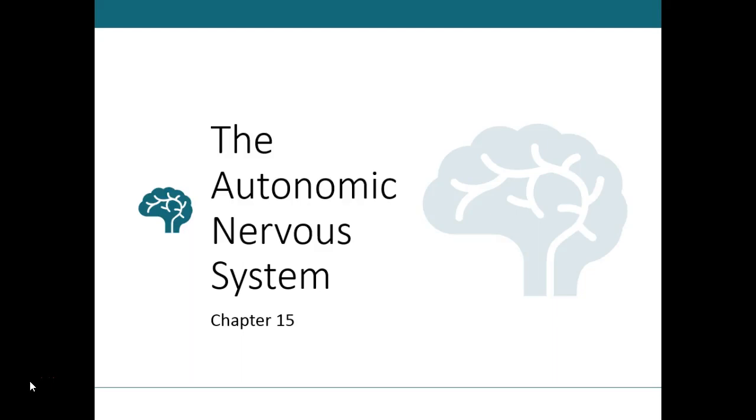In this chapter, we're going to examine the autonomic nervous system. Remember, this is a branch of our nervous system that operates without conscious control. In this chapter, we'll compare structural and functional features of the somatic nervous system and the autonomic system.